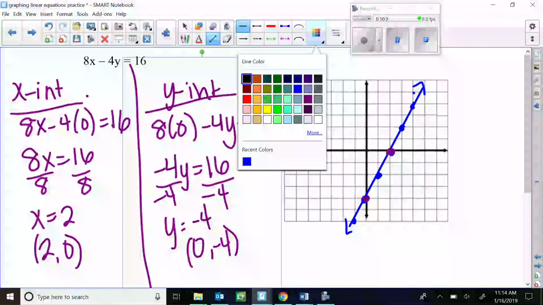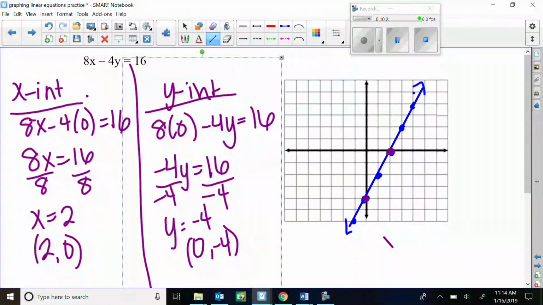Let me change that to purple. Closest thing I have, purple. And as you can see, it's the same exact line. So you can do either one. It's completely up to you. Hopefully this helps with graphing linear equations.